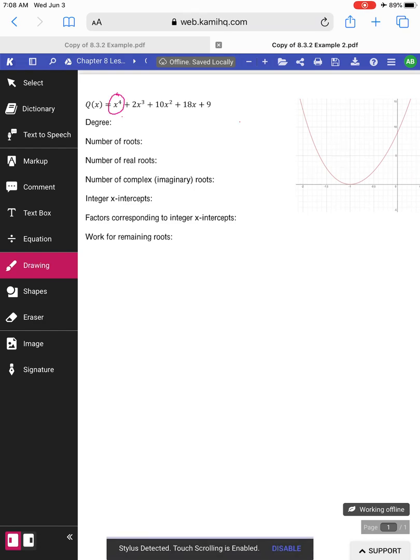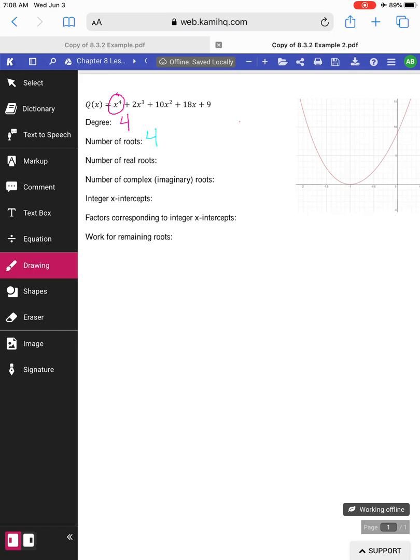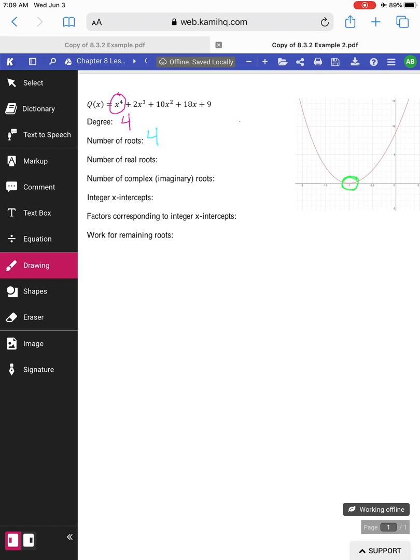The degree of our polynomial is going to be 4, which also means that our number of roots is going to be 4. Then we're going to look at our graph for the number of real roots. The number of real roots is going to be right here. We have 1, but because it bounces, that technically means that there's 2 roots there, because it doesn't cross and it just bounces off the x-axis. So since there are 2 real roots and we need 4 roots total, that means that we're going to have 2 imaginary or complex roots.